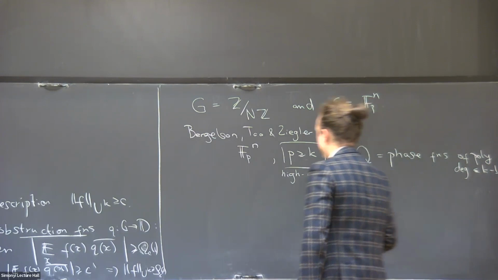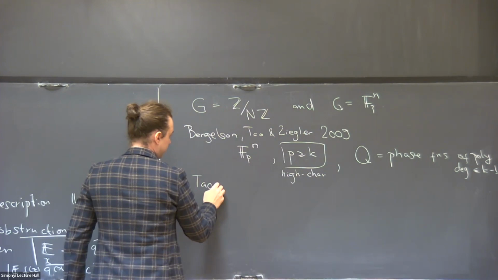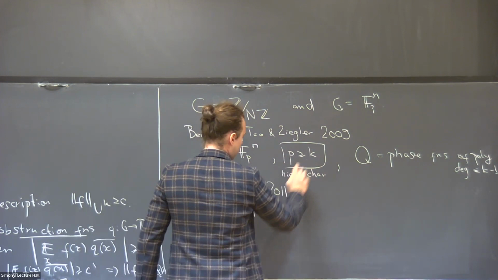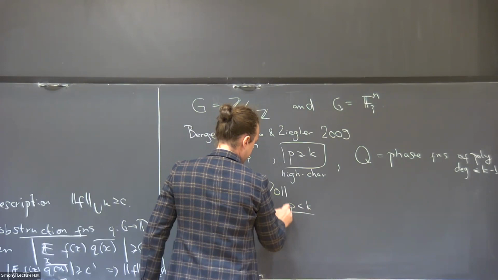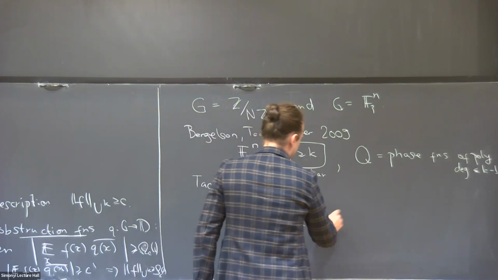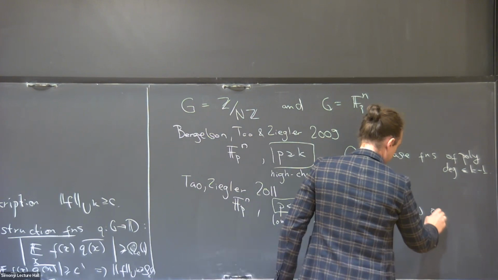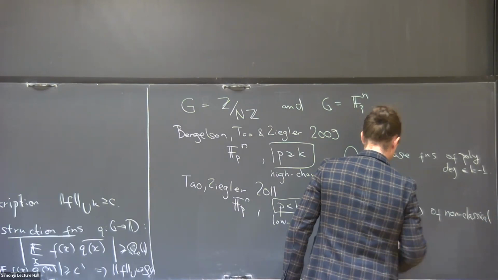Okay. And later Tao and Ziegler improved that theorem. This was two years later. This was once again F_p to the n, and now there is no restriction on p, so general p. But let me stress that p can be less than k, which is known as the low characteristic case. And now the abstractions are no longer phases of polynomials, but rather phases of something called non-classical polynomials, of degree, once again, at most k minus one.